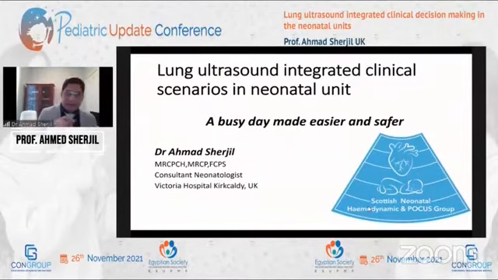So the topic now is lung ultrasound integrated clinical scenarios, where a busy day is made easier and safer by using the lung ultrasound scan, because it gives you evidence. You make a decision quicker and earlier than others, but it's evidence-based and it's safer, and your day gets far more organized than when you're not using it. So I'm going to share my experience of integrating scan in everyday management.